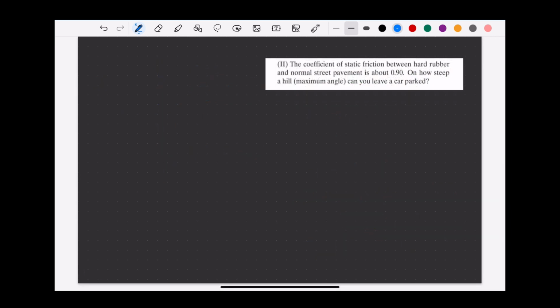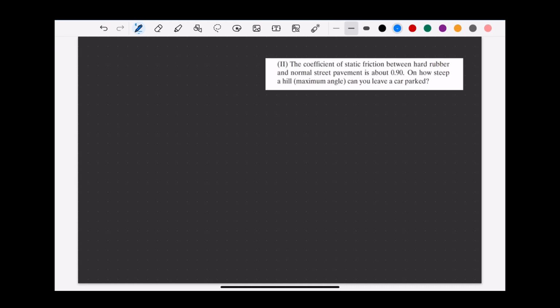Hello again, we're looking at problem number 2 in practice set 4-4. It says the coefficient of static friction between hard rubber and normal street pavement is about 0.9. Given that coefficient of static friction, how steep of a hill can you leave your car parked on? What I find interesting about this problem when I first looked at it is the fact that it doesn't give you the weight of a car.